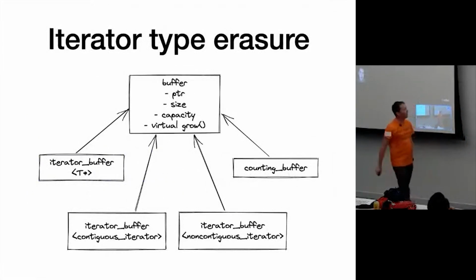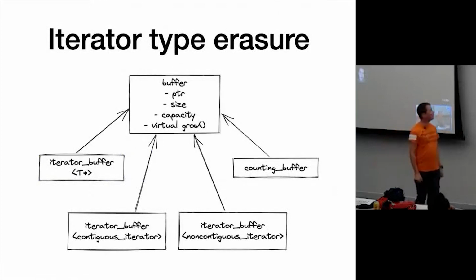Another part where we can use type erasure is iterators. We convert iterators into buffers. There is a base class buffer, which has a pointer to data, size, capacity, and one virtual function for growing. And there are different types of buffers. There is a general case iterator buffer.